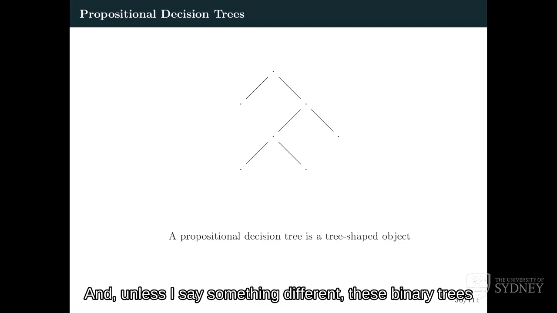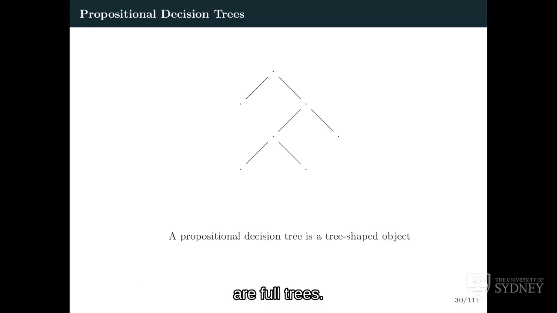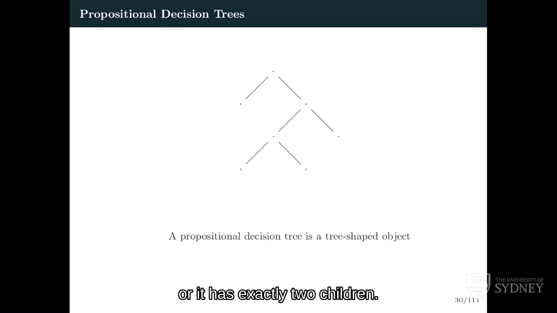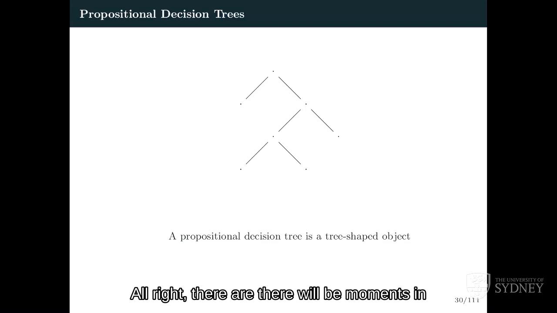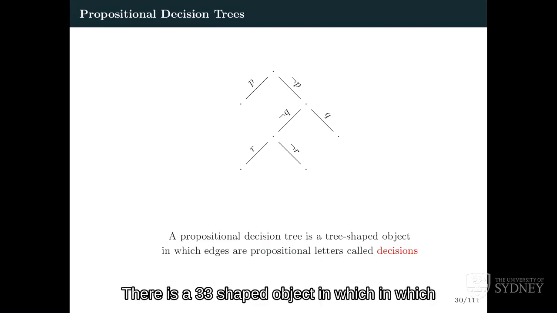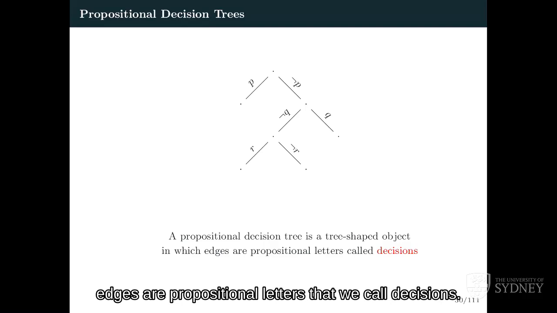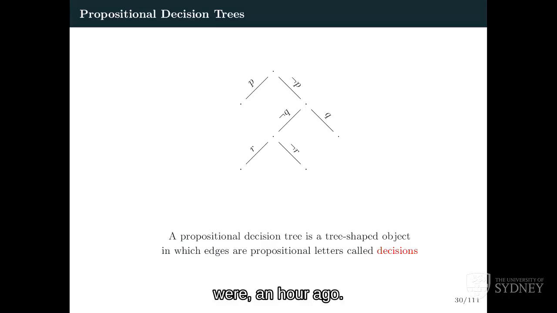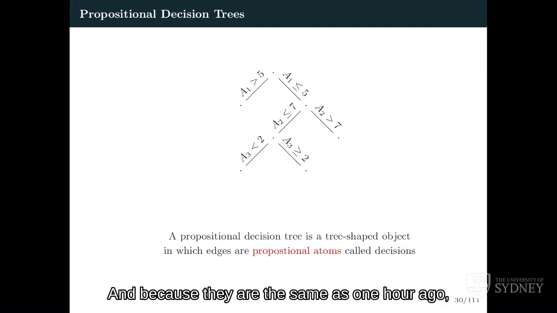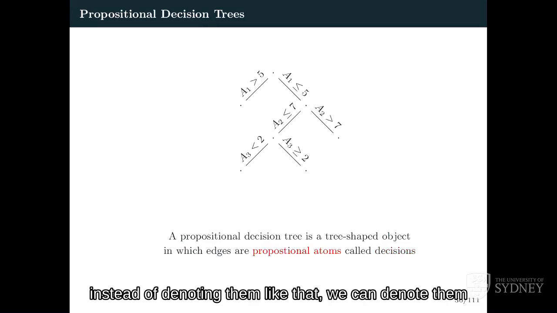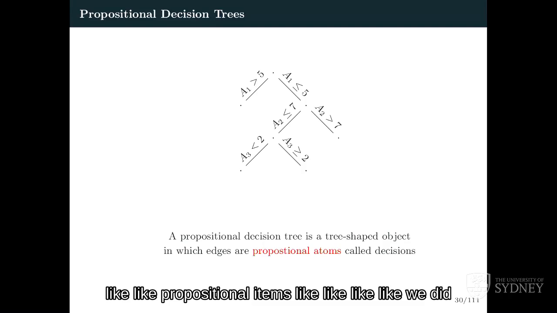And unless I say something different, these binary trees are full trees. That means every node is either a leaf or it has exactly 2 children. All right? There will be moments in which it's not like this, but it doesn't matter right now. A propositional decision tree is a tree-shaped object in which edges are propositional letters that we call decisions, but they are just propositional letters. They are atoms, just as they were an hour ago. And because they are the same as 1 hour ago, instead of denoting them like that, we can denote them like propositional atoms, like we did before.